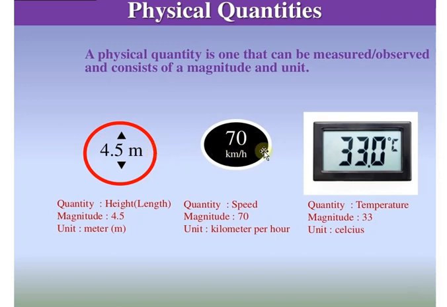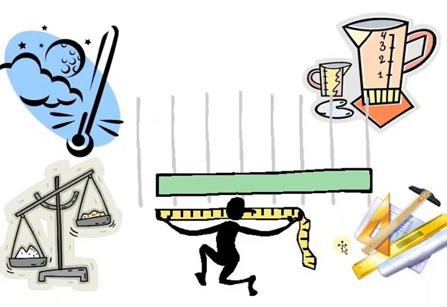Next example is 70 kilometer per hour, as kilometer per hour is the unit of speed. The quantity is speed, magnitude is 70 and the unit is kilometer per hour. Similarly, 33.0 degrees Celsius, the physical quantity is temperature, magnitude is 33.0 or simply 33, and degree Celsius is the unit. These are a few examples of physical quantities.